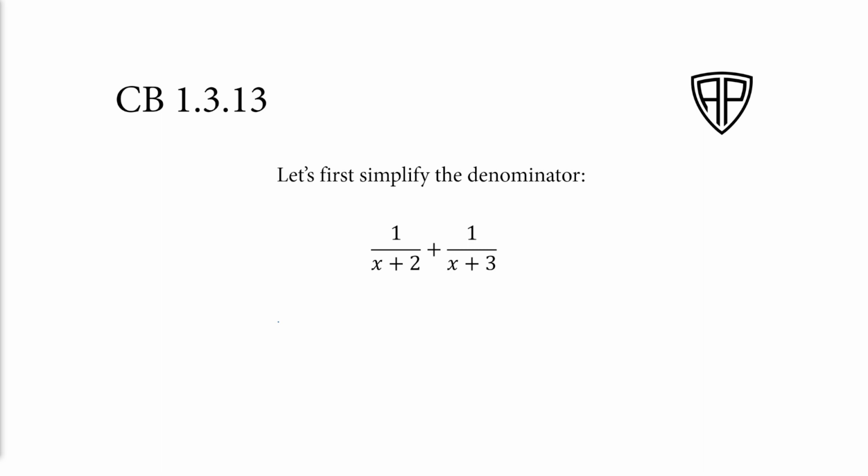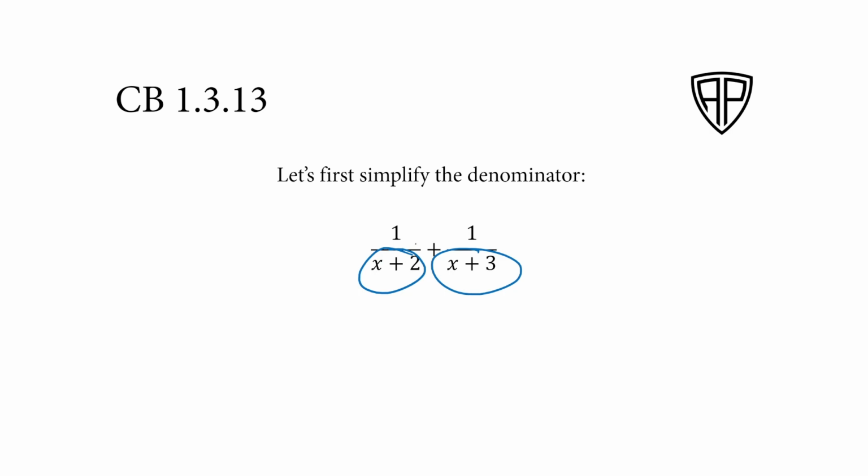So how do I simplify my denominator? Well, right now I have two fractions, one of which has a denominator of x plus 2, and the other which has a denominator of x plus 3. So I want to find a common multiple of both x plus 2 and x plus 3 so that I can put my fractions over one denominator. x plus 2 and x plus 3 don't share any common factors, so to get a denominator that works for both fractions, I'm going to multiply 1 over x plus 2 by the denominator of the other fraction, which is x plus 3.